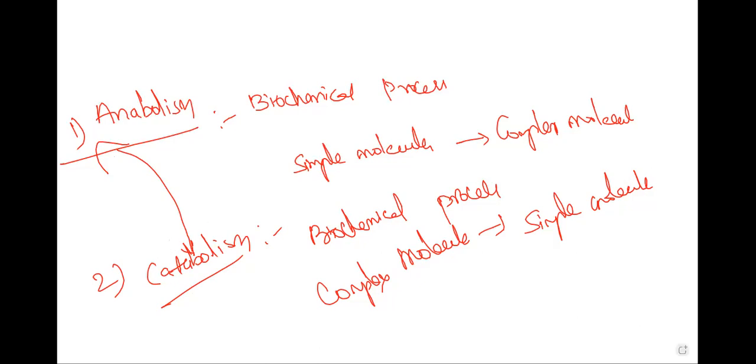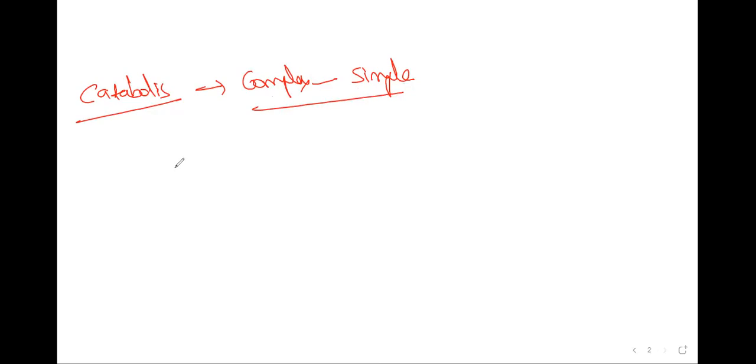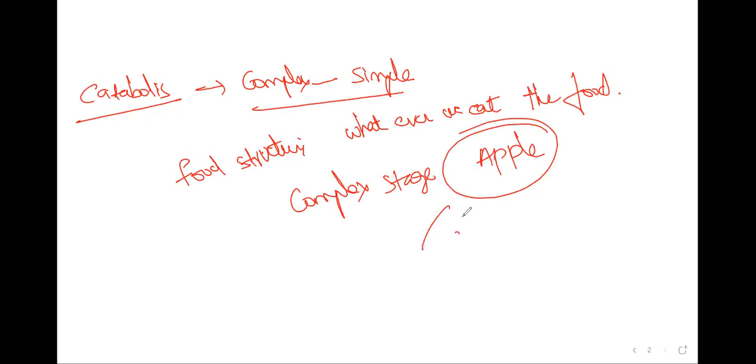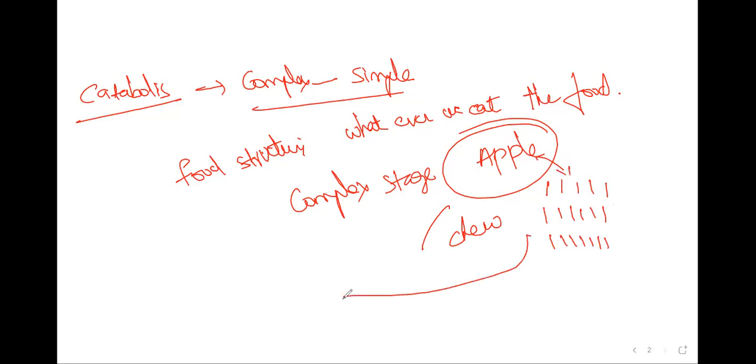Okay, so next thing we have to understand. First, we will talk about catabolism. Catabolism means complex to simple molecules. It means, first we will talk about our food structure. Whatever food we eat, first of all it is in a complex stage. If we take one apple, it is combined as one apple, then afterwards we will chew, we will break it into a number of pieces. Then afterwards it will enter into the stomach.